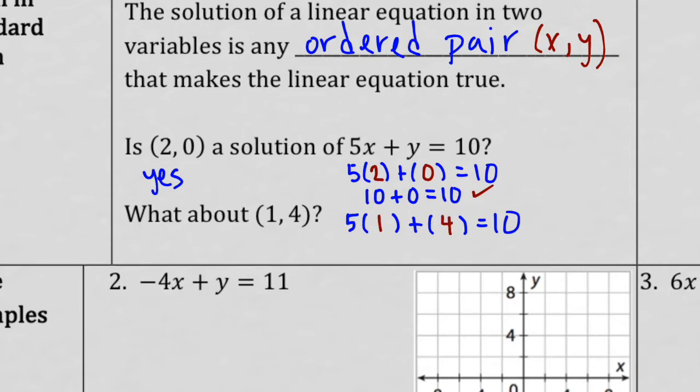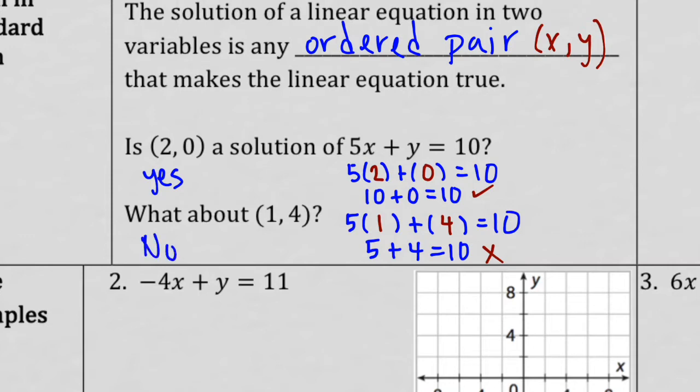Simplify it. 5 times 1 is 5, so that's just 5. Plus 4 equals 10. Oops, I put 0. I mean 10. Is this one true? And obviously no, right? That's a 9, so no. This one is not true. Let's put an X there to show that it's not true. So is (1, 4) a solution?